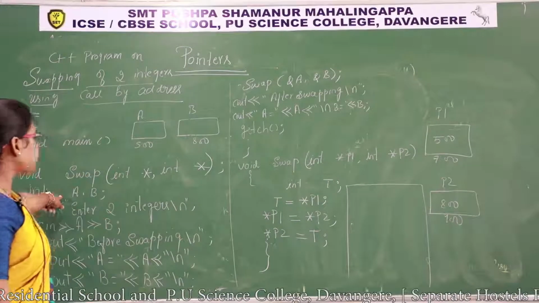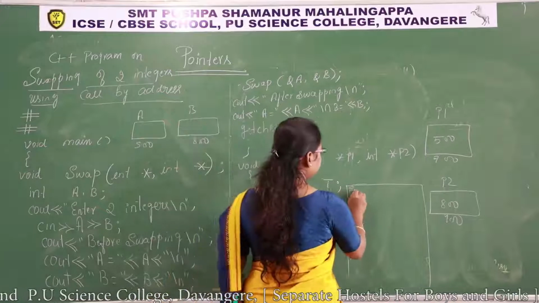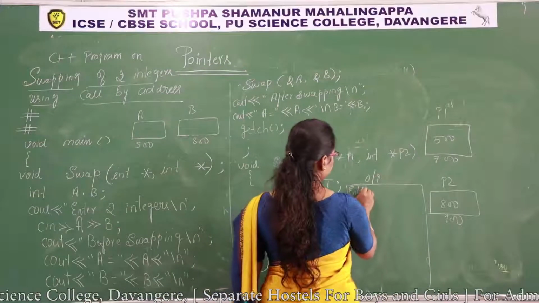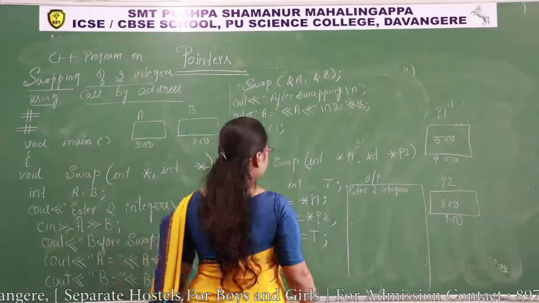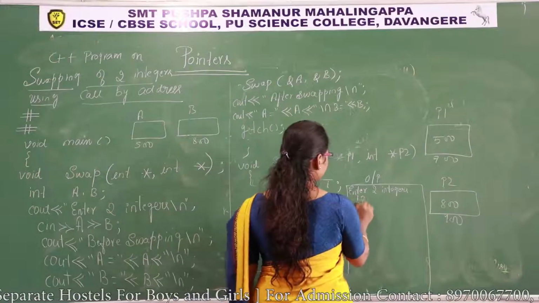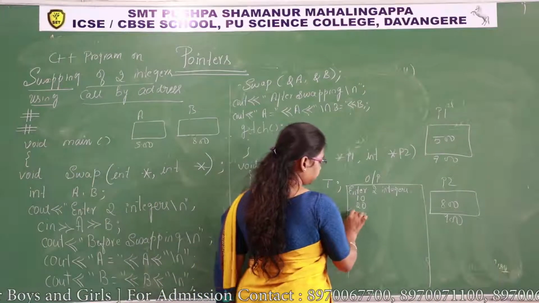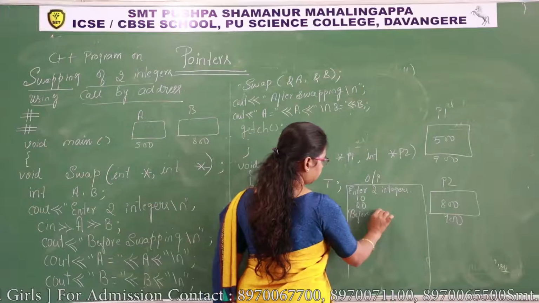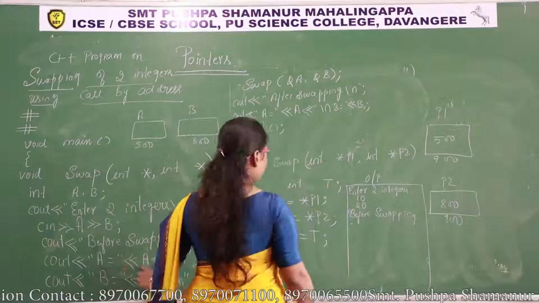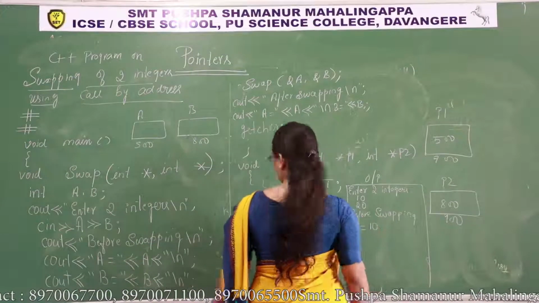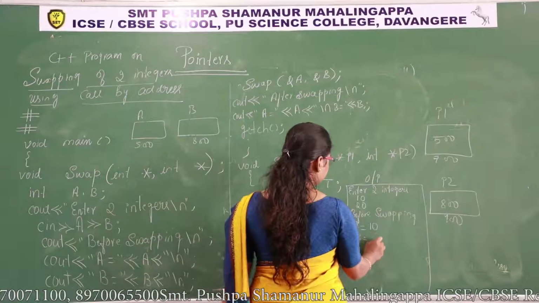Now, this will be displayed on the screen. Enter two integers. Let us consider the integers are 10 and 20. After that, before swapping will be displayed. Before swapping, a is equal to 10. What's the value of a? 10. Backslash n is there, so the cursor comes to the next line. b is equal to 20.